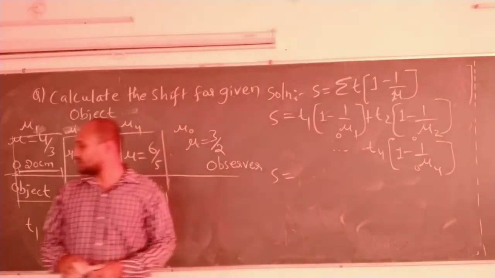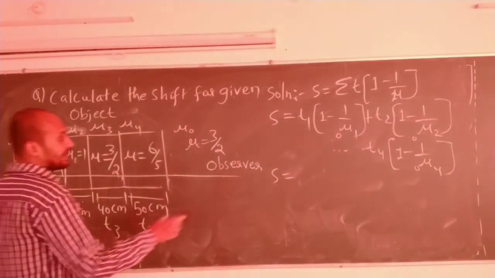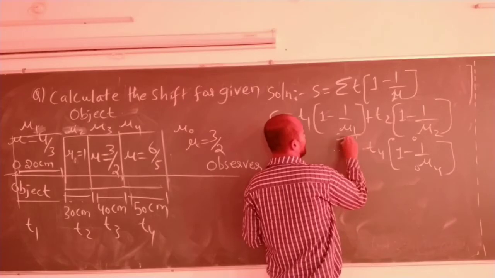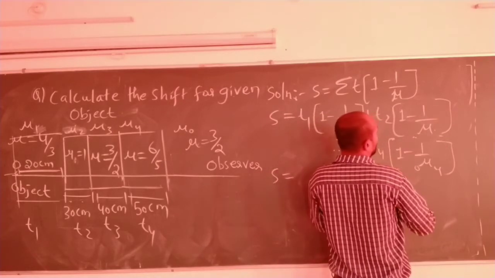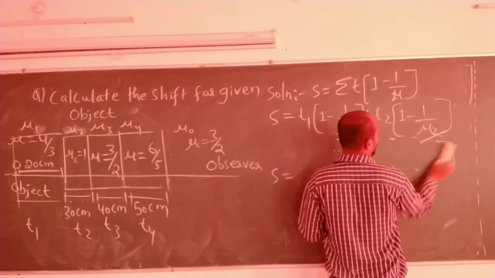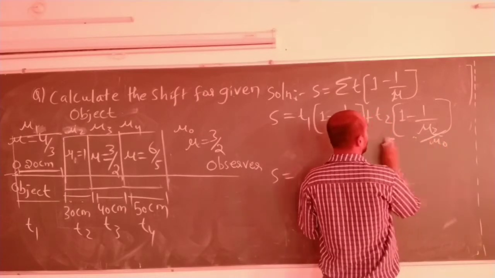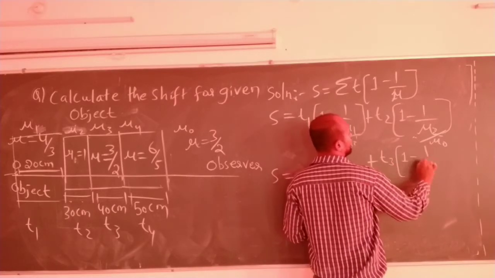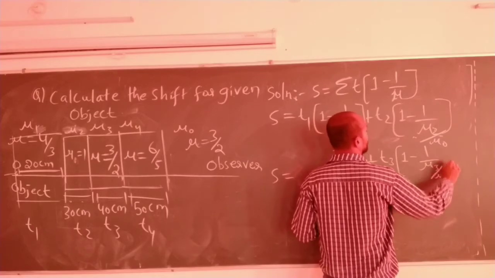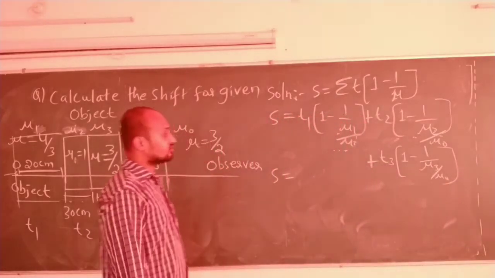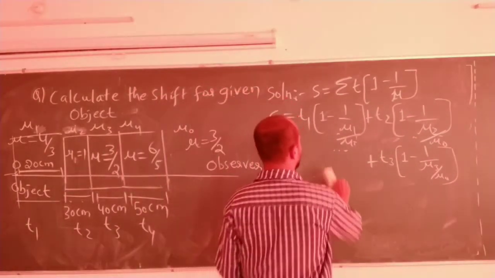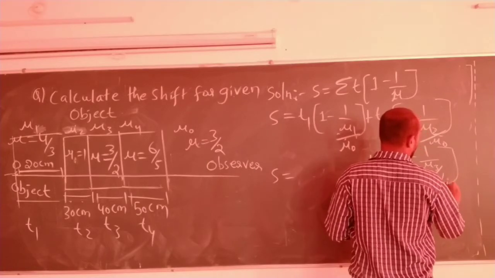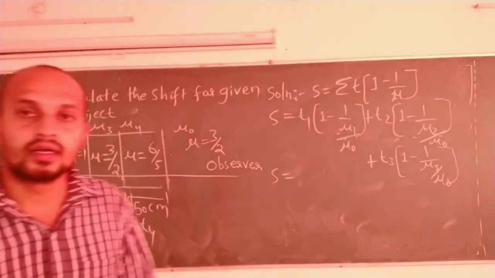I can write this one here only. If I write like this, I can write this one as better. What is that? Mu1 divided by mu0. This will become mu2 divided by mu0, plus T3 into 1 minus 1 divided by mu3 divided by mu0, with respect to the refractive index of that medium I said. Correct now? This will become like this. Got it?